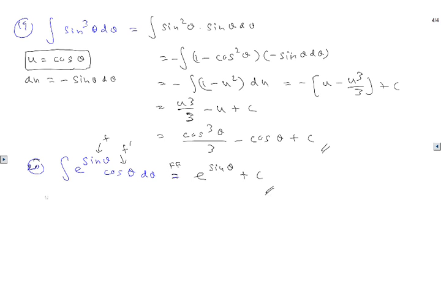Also, if you want, you can do this problem by picking u equals sine theta, but you don't want to do that if you notice this.